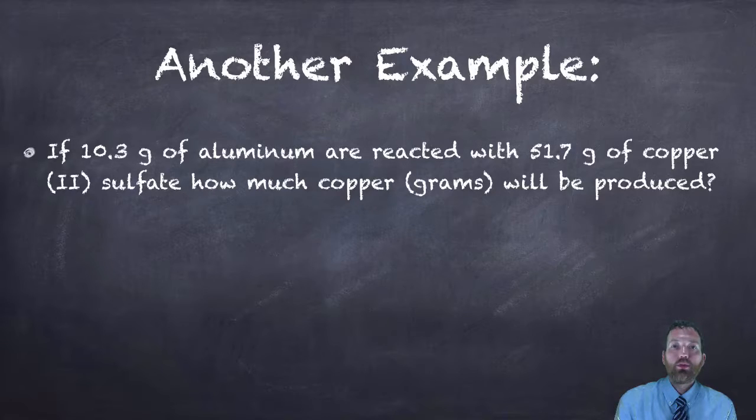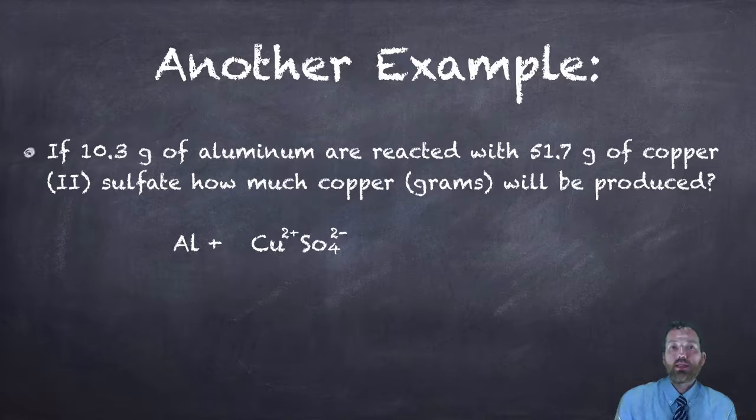So I'm reacting aluminum with copper. So I have aluminum plus copper. No, I'm reacting it with copper 2 sulfate. So copper 2 means it's a +2 charge, and it's sulfate. Sulfate is a polyatomic ion, that's SO4. On table E, that's a 2- charge.